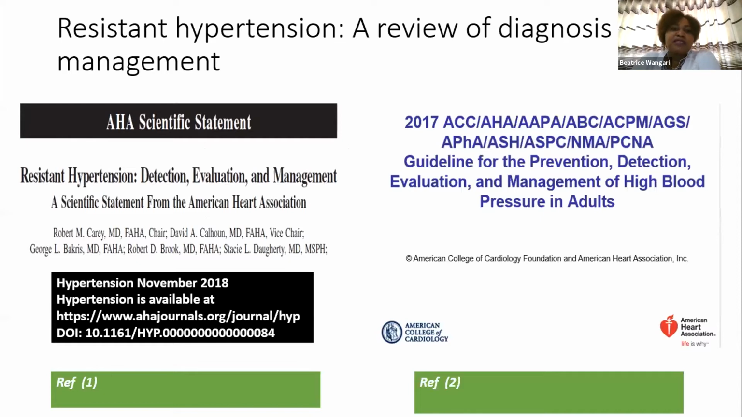So I have borrowed quite a lot from these two papers. The 2018 scientific statement from the American Heart Association on detection, evaluation, and management of resistant hypertension. I've also borrowed quite a bit from the 2017 American College of Cardiology, American Heart Association guidelines on the diagnosis and management of high blood pressure in adults. So I will hereof be mentioning them as either reference 1 or reference 2.